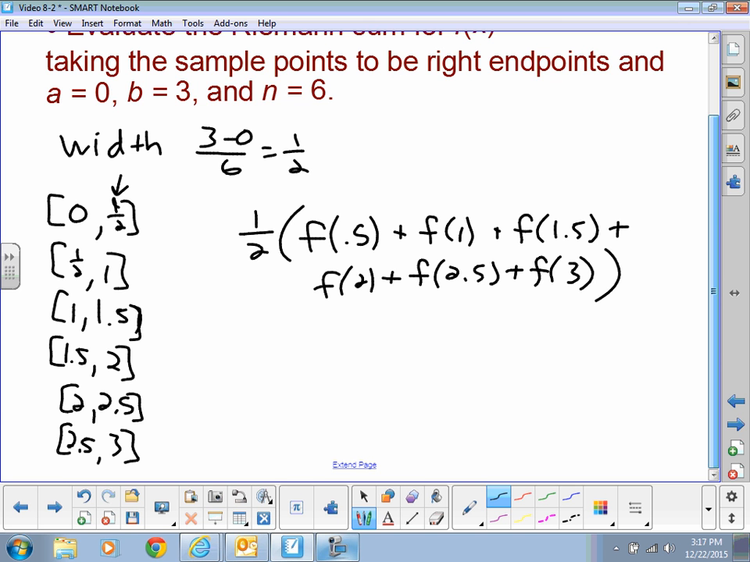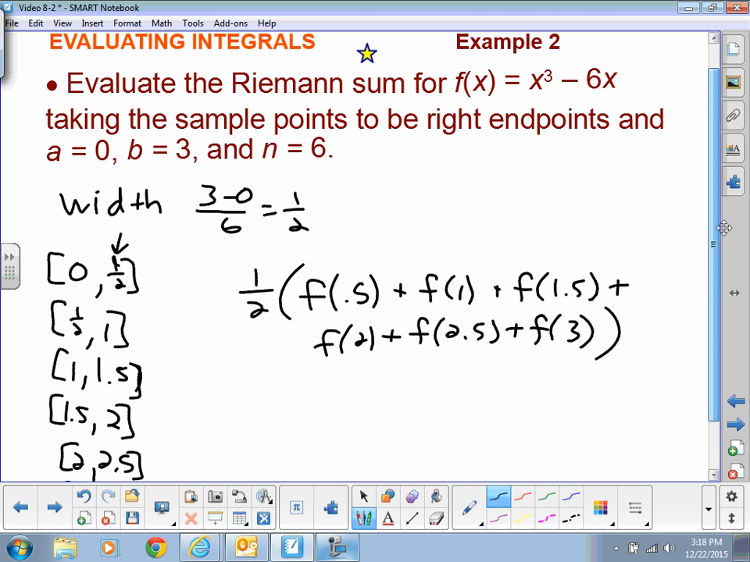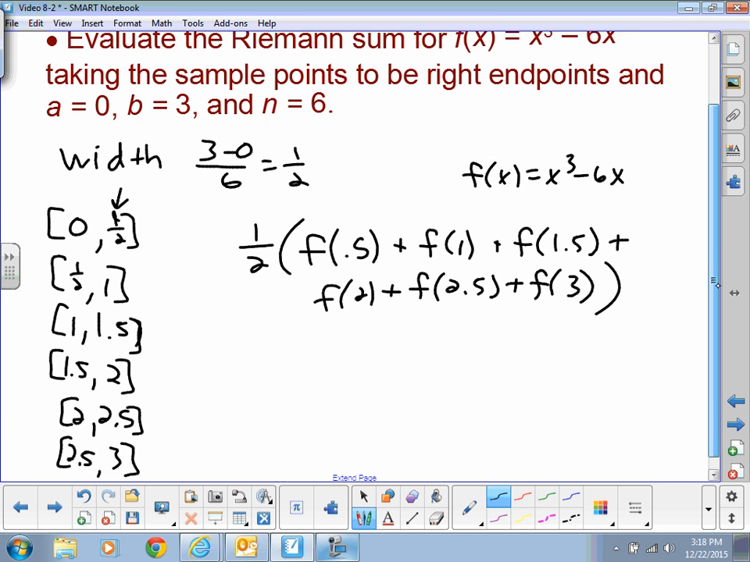So listing out your intervals like that can make it easier to pick what our values are that we're plugging into our function. Remember, the easy way to do this is in a graphs page, sub in f of x equals x cubed minus 6x, say in like f1, and then in the calculator page, you'll just do 1/2 times f1 of 0.5 plus f1 of 1 plus f1 of 1.5 and so forth.